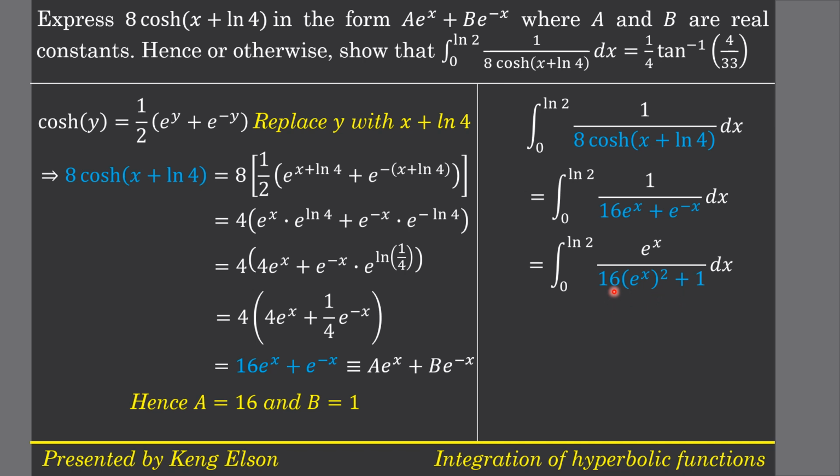Now I can identify 16 (e^x) all squared as (4 e^x) all squared, okay, because when we square 4 we get 16, when we square e^x we get (e^x) squared.